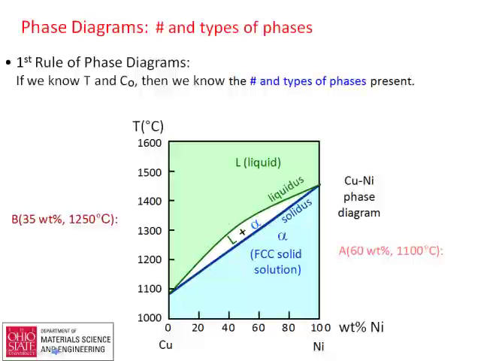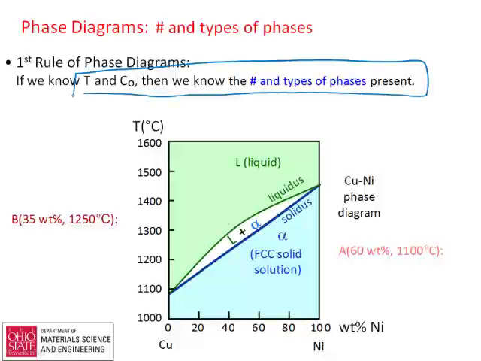So, rules of phase diagrams. First one we've already seen. First rule of phase diagrams: if we know temperature and composition, we know the number and types of phases that are present. So let's imagine point A we'll put on the map would be 60% nickel and 1100 degrees C. Here's 60%, and the diagram should specify whether it's weight or atom fraction. And 1100 degrees C, the point sits right there.